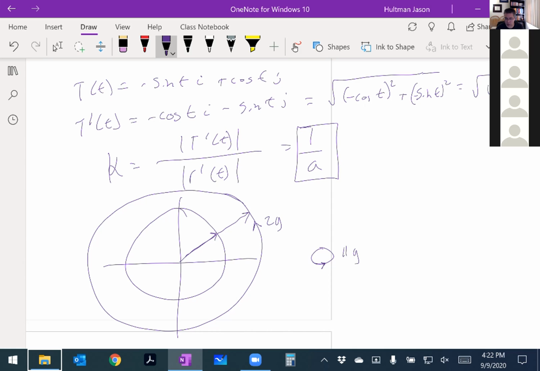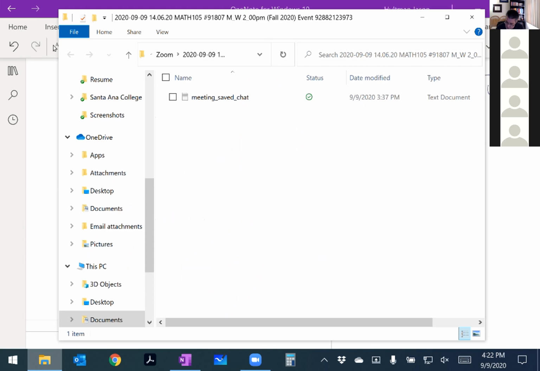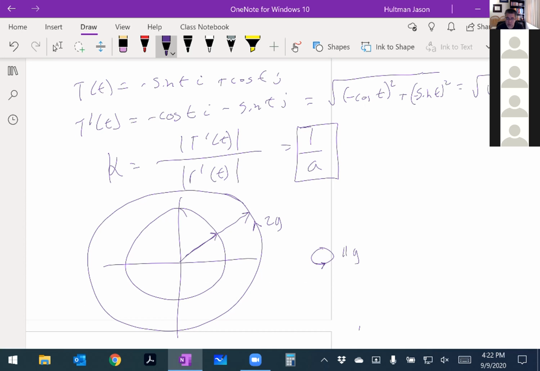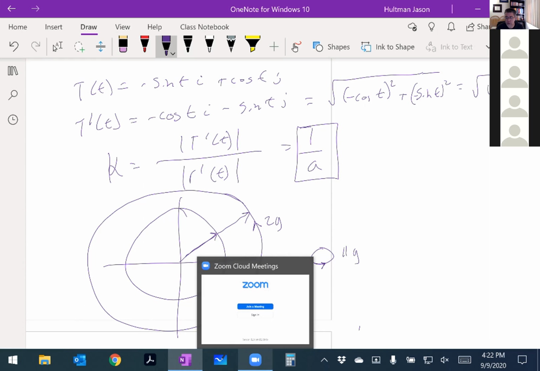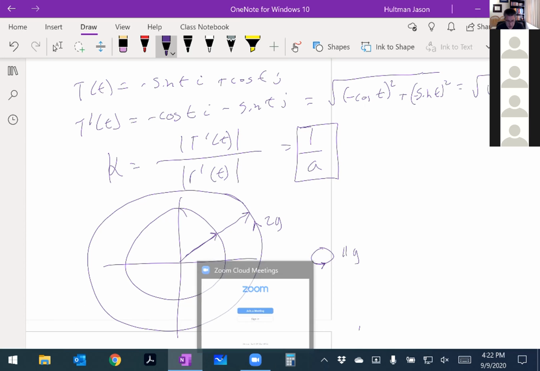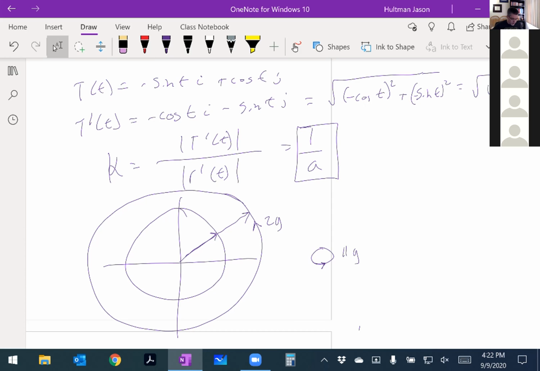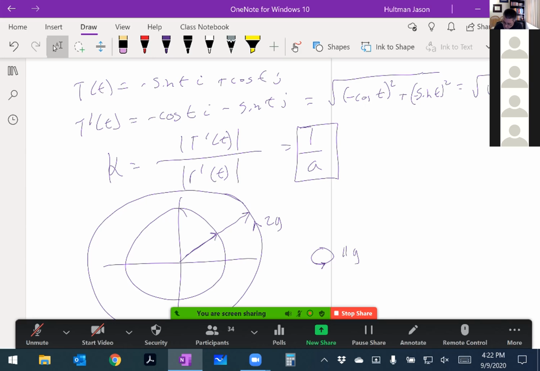Why can't you see what I'm drawing? Something happened there. One second. I don't know how this happened. Go away. Where's my key? Escape. There we go.